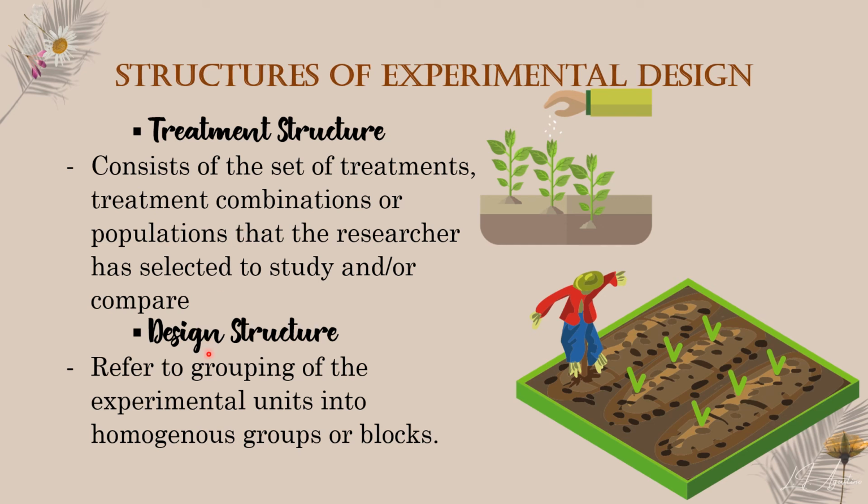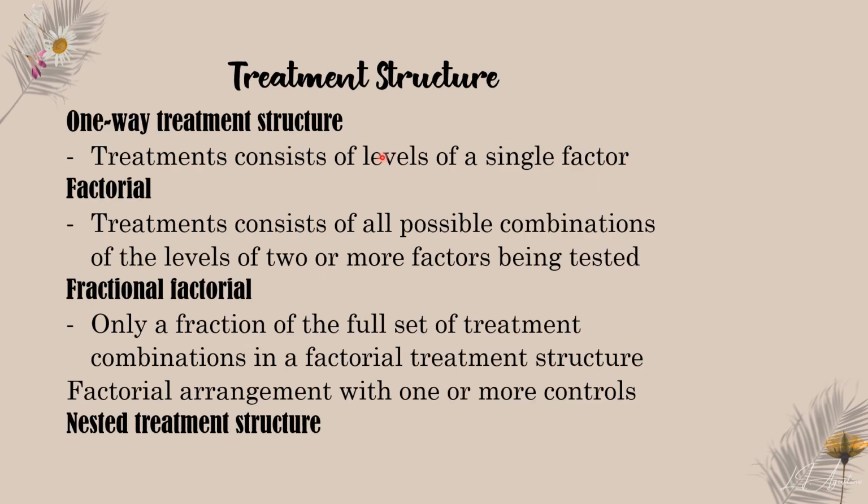Then the design structure. You have referred to grouping of the experimental units into homogeneous blocks or groups. So just like CRD or RCBD. So that is under the design structure. To further explain that, we have here the treatment structure. For example, you have the one-way treatment structure, where treatment consists of levels of a single factor. Say you have the different rice varieties. So only one treatment structure. So it is one-way treatment structure.